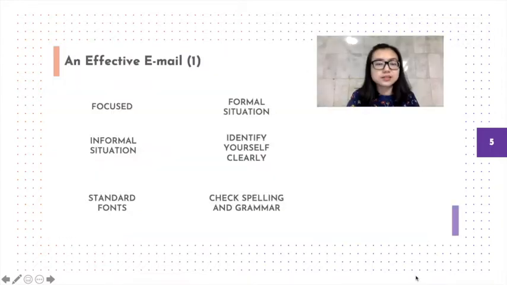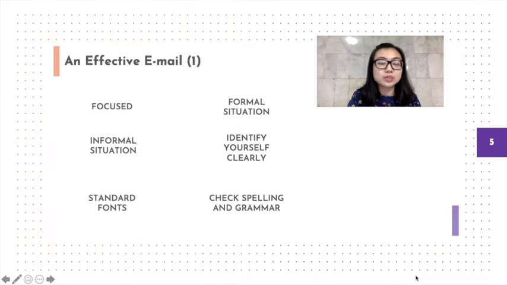I have these six phrases with me. I have concise, informal situation, standard fonts, formal situation, identify yourself clearly, check spelling and grammar. Now, from these six phrases, which ones would belong in an effective email? I'll let you think for a minute. That's right, that's actually all of them.